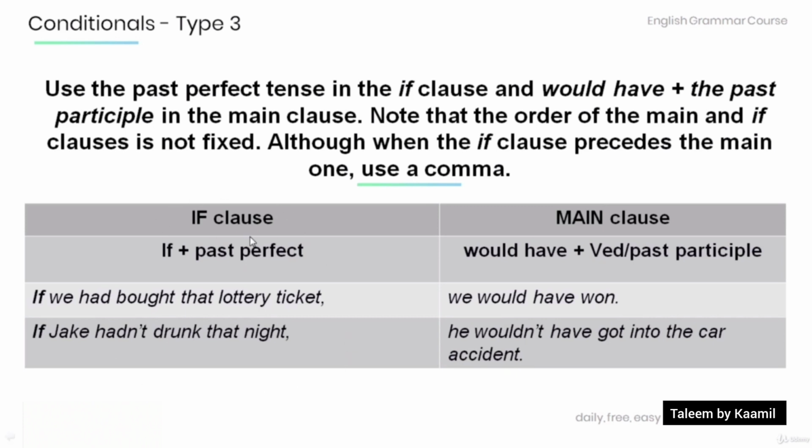Now, the if clause of type 3 conditionals is formed by if plus past perfect. Main clause: would have plus verb -ed or the past participle. Have a look at the examples below. If we had bought that lottery ticket, we would have won. If Jake hadn't drunk that night, he wouldn't have got into the car accident.